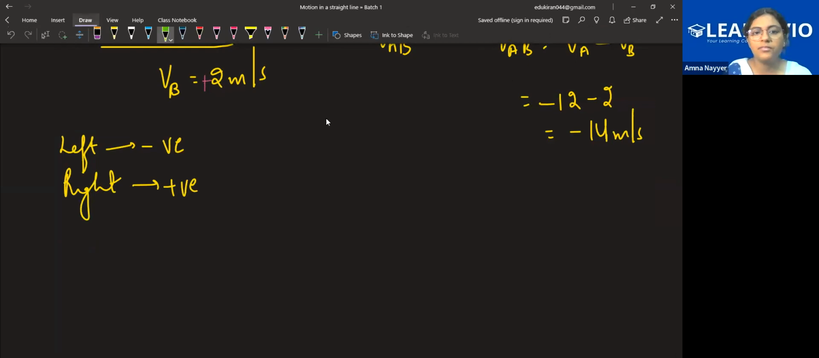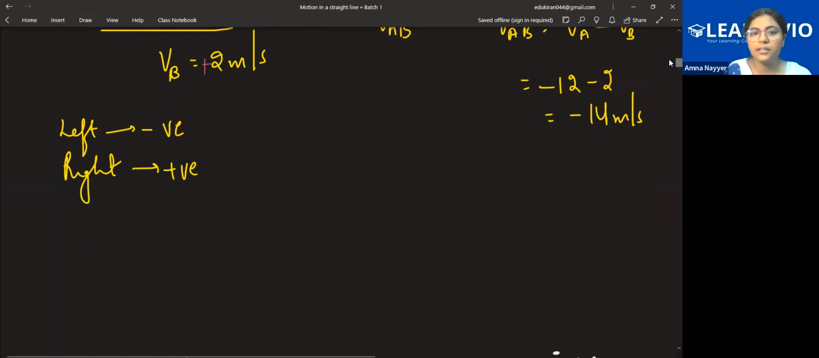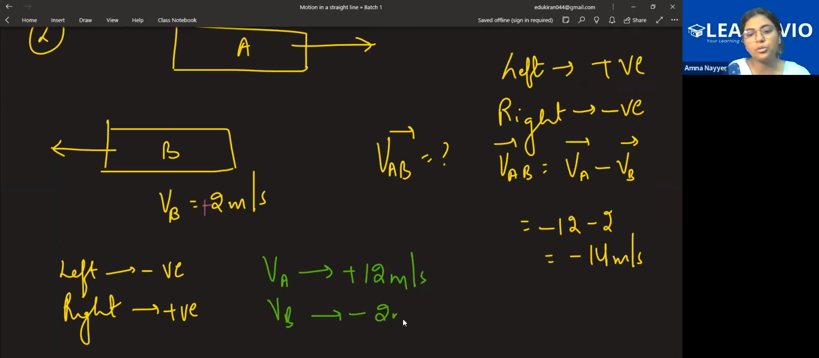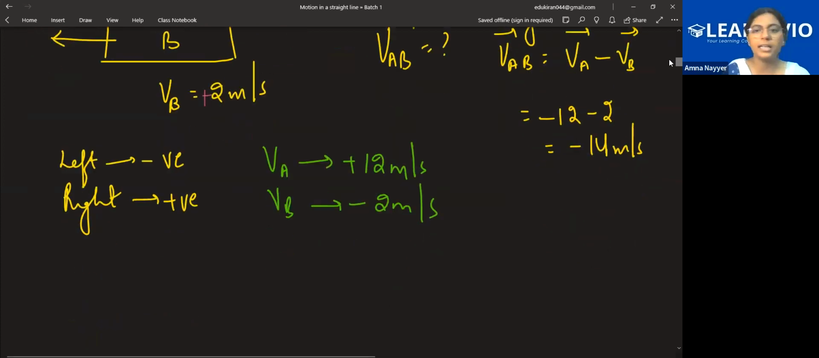Now look, VA is towards the right. So it would be plus 12 meter per second. And VB, this is towards the left. So this would have been minus 2 meter per second. This is now my answer that I'm getting.